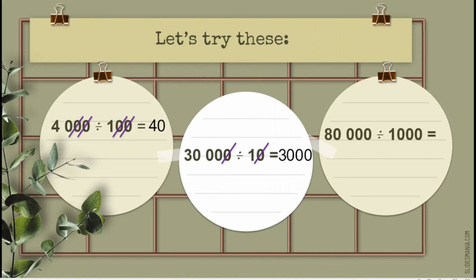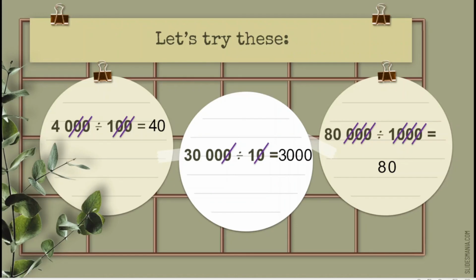And last, I hope you can do it correctly. 80,000 divided by 1,000 will be equal to what number? Let's cancel 1, 2, 3 zeros in the divisor as well as 3 zeros in the dividend. And then, we will now divide 8 by 1. The answer is 8. It's already there. Then, we'll just put 0 in the quotient. The final answer is equal to 80.